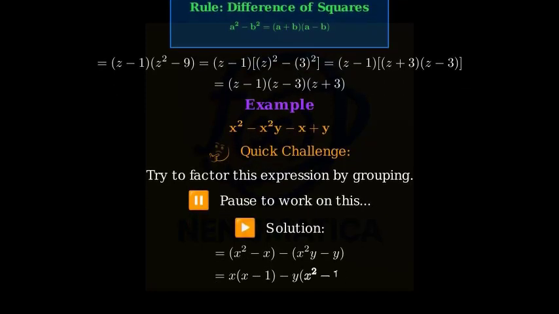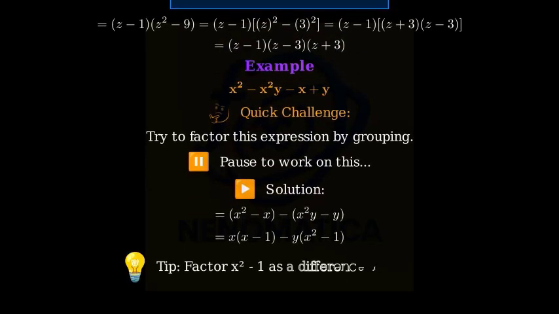Next, we factor out the common factors from each group. From the first group, we can factor out x to get x times open parentheses, x minus 1 close parentheses. From the second group, we can factor out y to get minus y times open parentheses, x squared minus 1 close parentheses. Now, we notice that both groups don't yet have a common factor. Let's factor x squared minus 1 as a difference of squares.